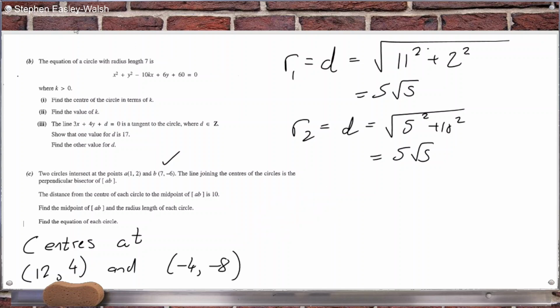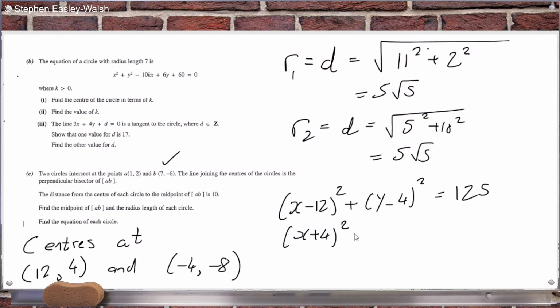So the two circles would be x minus 12 squared plus y minus 4 squared equals 5 root 5 squared, which is 125. And then x plus 4 squared plus y plus 8 squared equals 125. Yeah, okay.